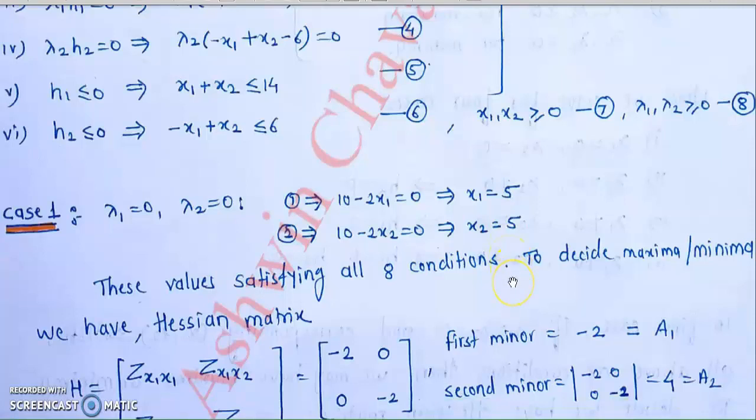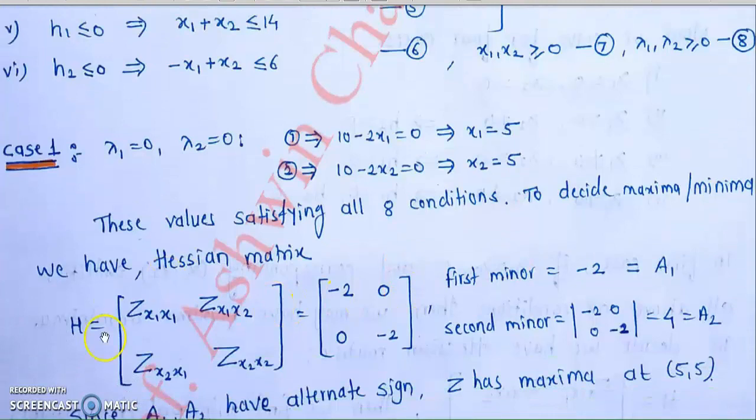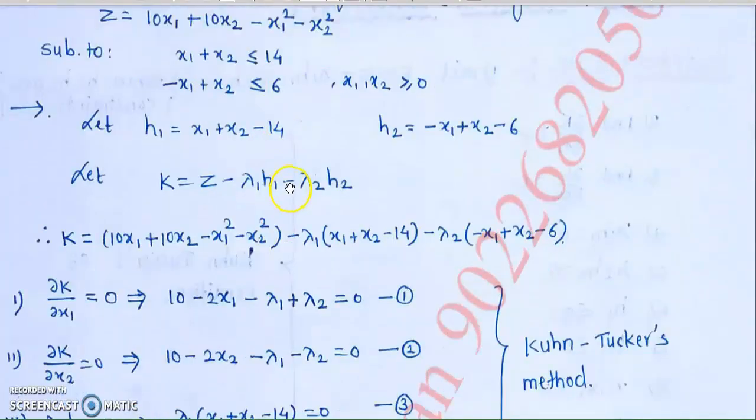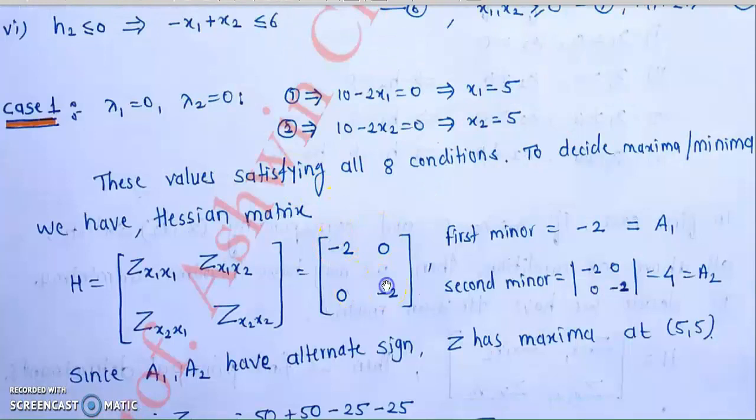Now we have to check whether the function has a minima or maxima at this point, because lambda 1 equal to 0 and lambda 2 equal to 0 is a common condition for maxima and minima. So additional calculation is required here, and that is the Hessian matrix. So we fill this matrix. We differentiate z with respect to x1 2 times. The first derivative of z is 10 minus 2x1 and the second derivative is minus 2. Similarly, the derivative of z with respect to x2 is 10 minus 2x2 and the second derivative is minus 2 only, and the rest of the elements are 0. So minus 2, 0, 0 and minus 2.